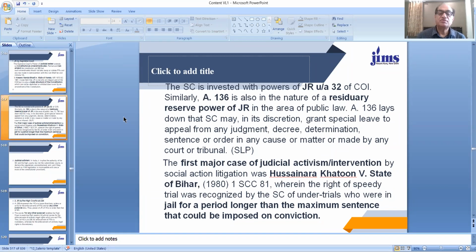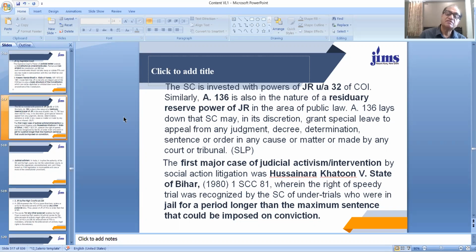And the first major case of judicial activism or judicial intervention by way of social action litigation or by way of judicial review was Hussainara Khatoon versus State of Bihar. In this case, the right of speedy trial was recognized by the Supreme Court for those undertrials who were in jail for a period longer than the maximum sentence that could be imposed on conviction.